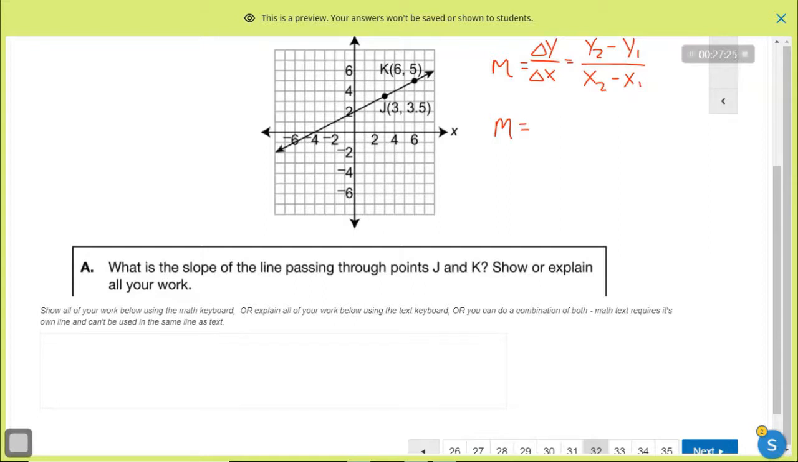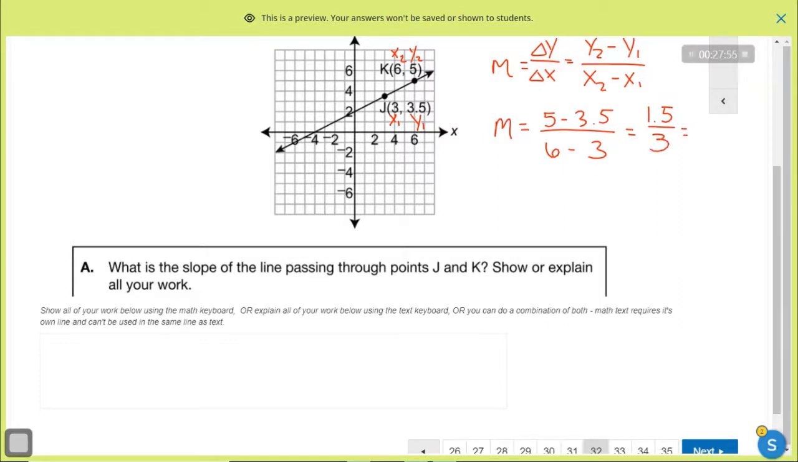I'm going to also identify my y values and my x values. I'm going to say that this is x1, this is y1, this is x2, this is y2. In diagrams, I like to actually put it right on the diagram so I can see it. And now I'm going to take those values and plug them in. 5 minus 3.5 over 6 minus 3. And I'm going to do that with my calculator, and I get 1.5 over 3.